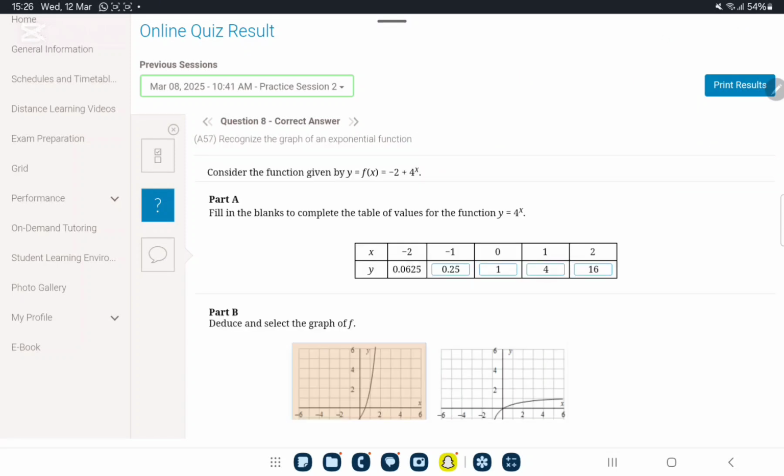Then question 8. They gave us the function minus 2 plus 4x.